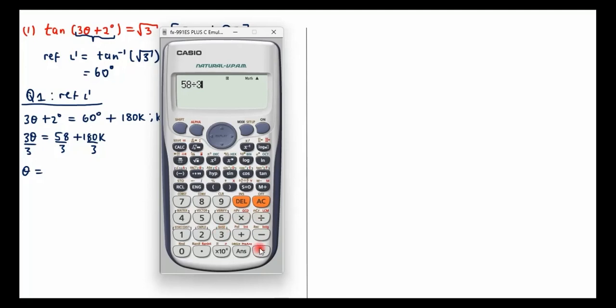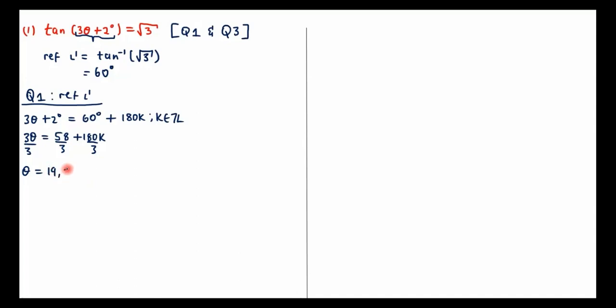Dividing by 3, I get theta as, let me check on the calculator, 58 divided by 3. That gives me 19.33. So it's going to be 19.33 plus 60k. All right, so that will be the first part.